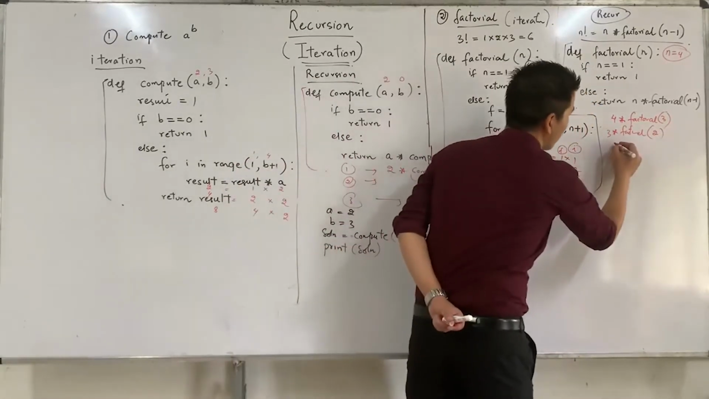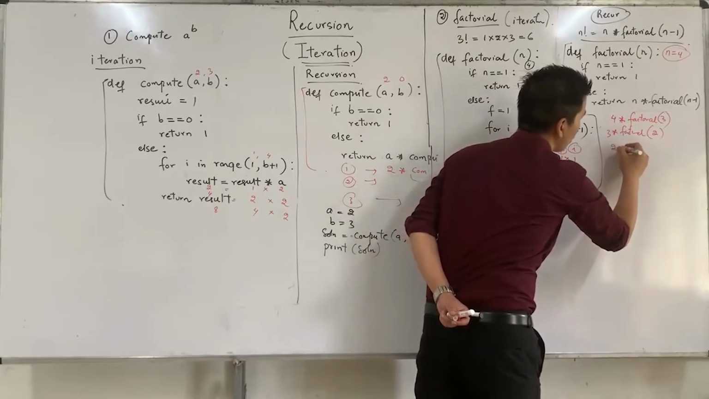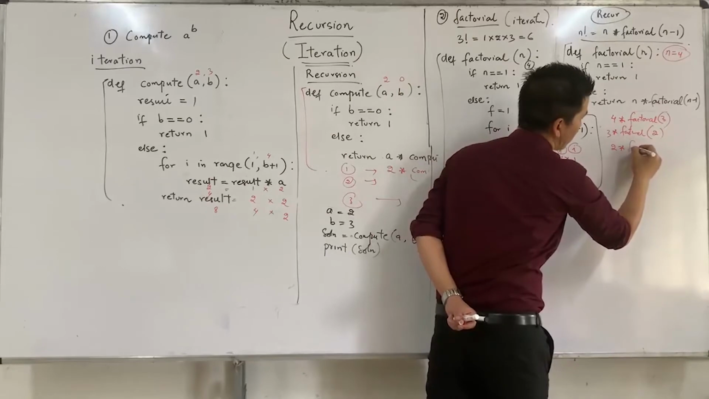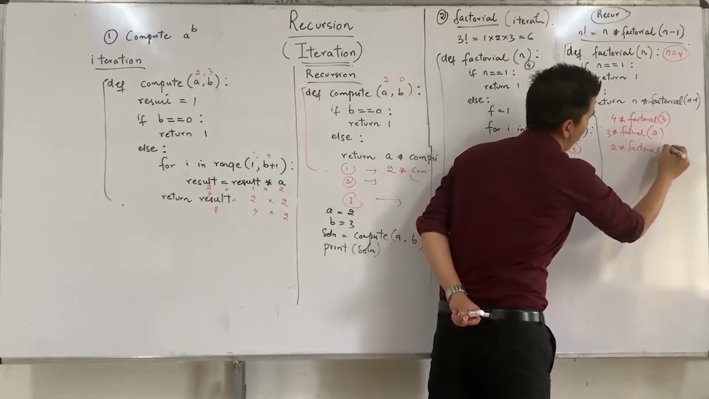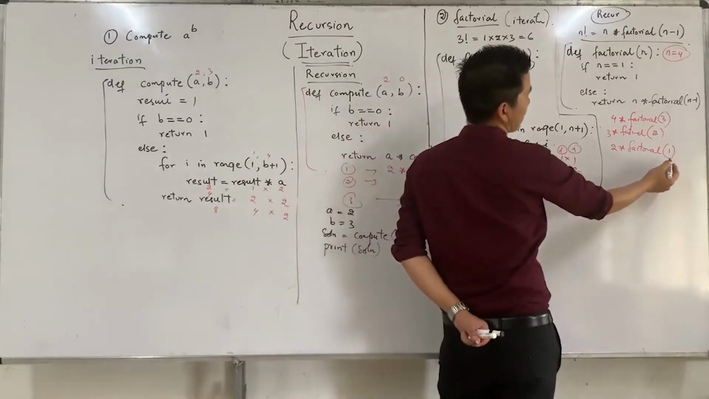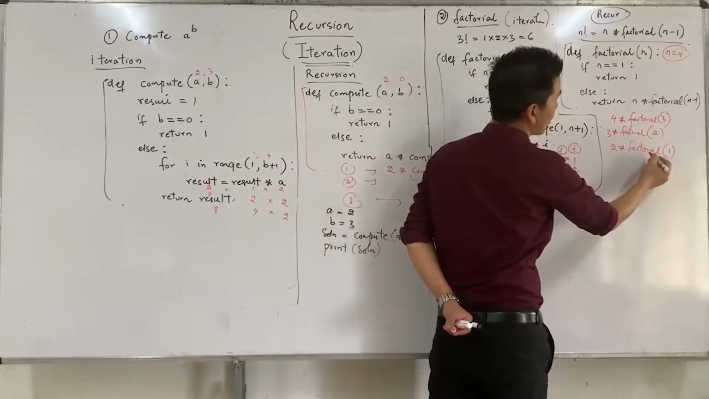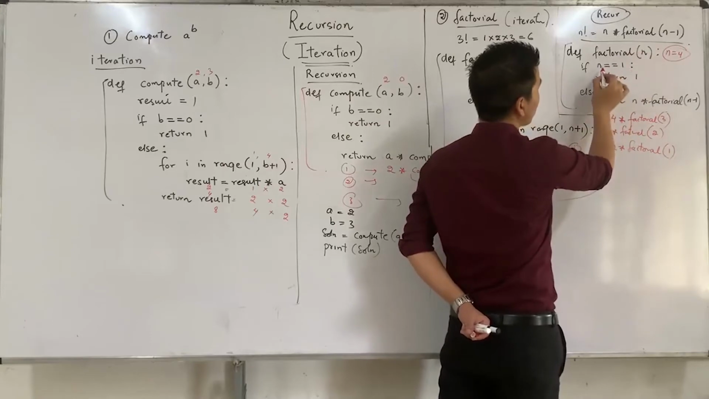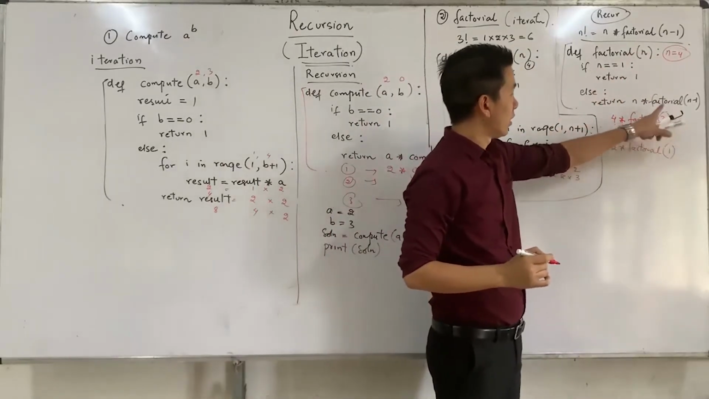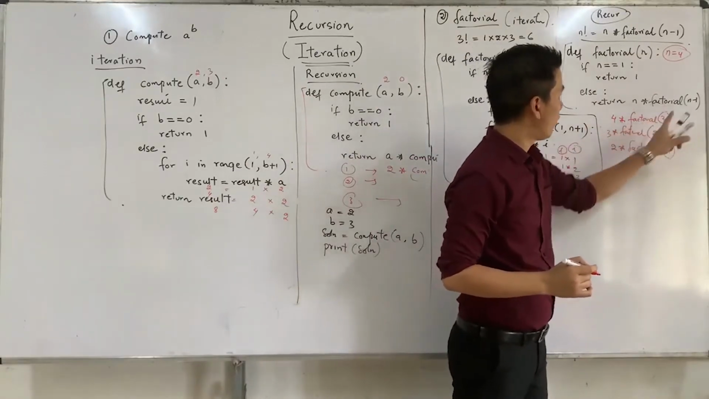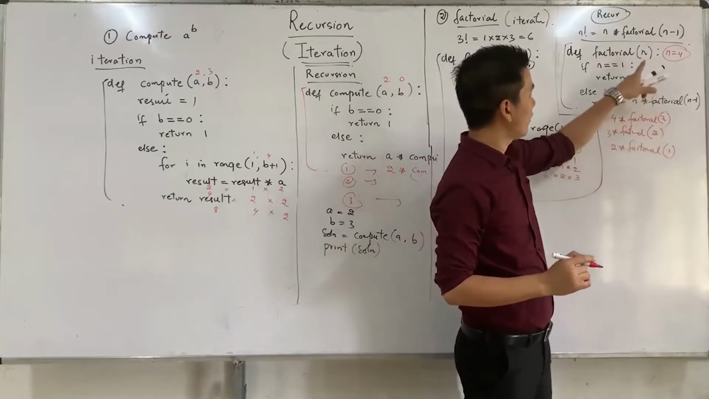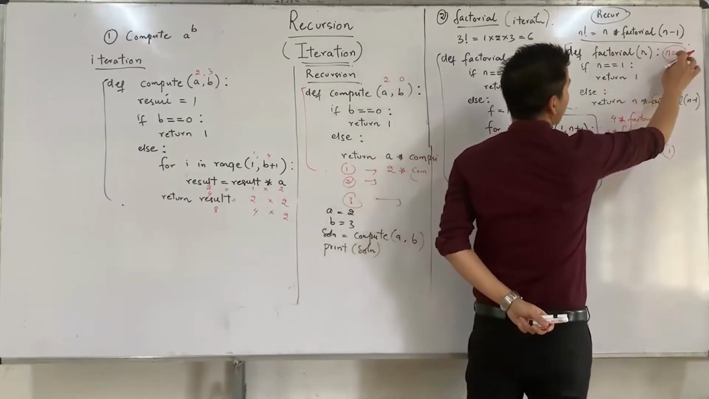And then again, you will have the 2 into, of course, these values will be retained. And then you will have the factorial of 1. And then finally, the final call will be factorial of 1. The final call will be 2 multiplied by factorial of 1. The value of n will change to 1.